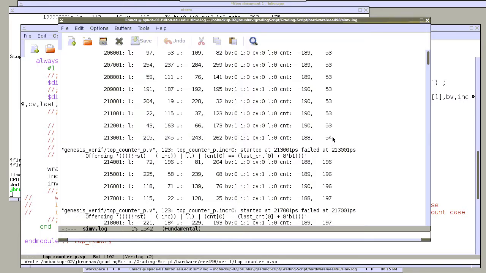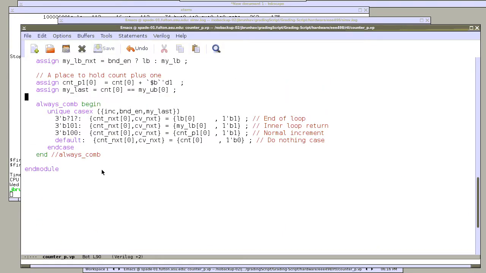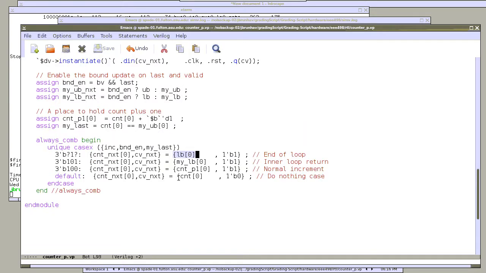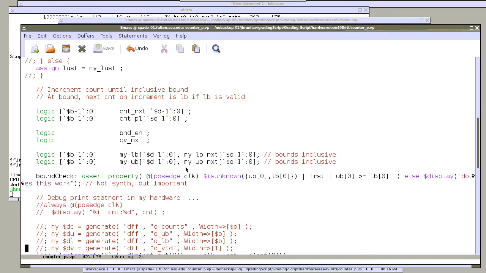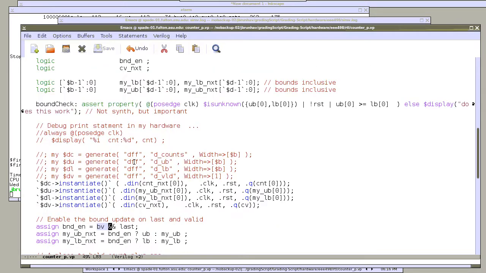So for some reason we kept 188 but copied over 196. There's some issue with that. Let's take a peek and see if it's not obvious why it doesn't get transferred over. So when do we put LB in here? Well, we put LB when bound enable is high. Bound enable is high when the boundary's valid and we're last.